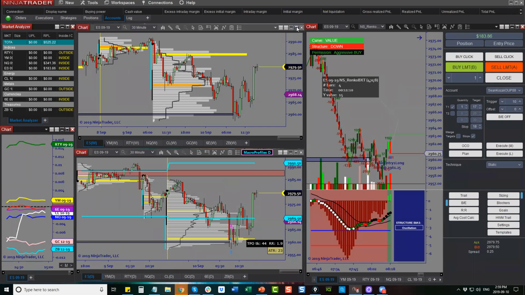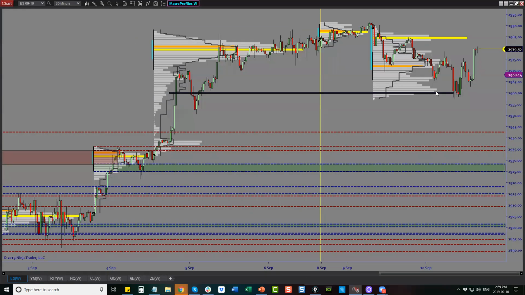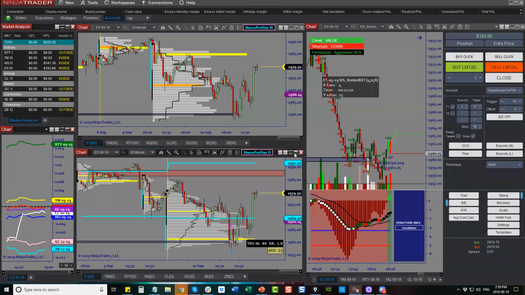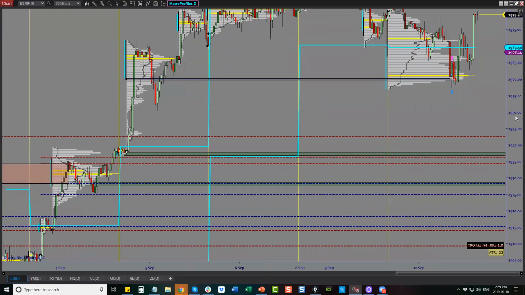So what we did this morning was we extended our levels. This was a level off of the daily profile. There wasn't a weekly level on the ES, but there was a daily level on the ES. If we go down to the daily, you're going to see here that that's exactly where they stopped it.